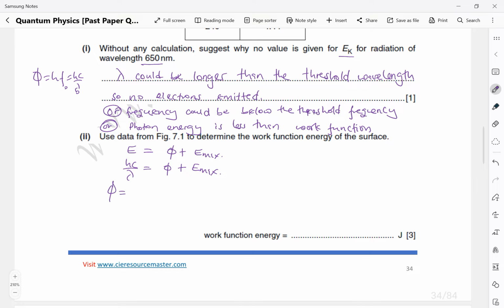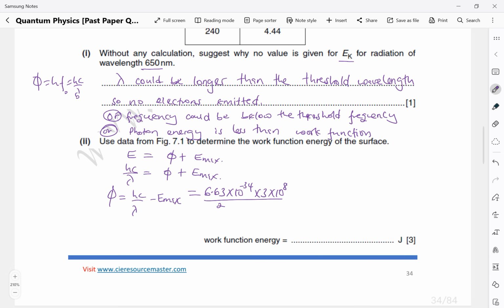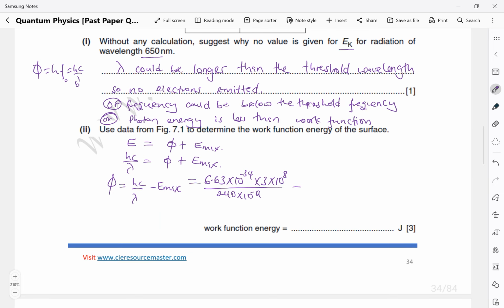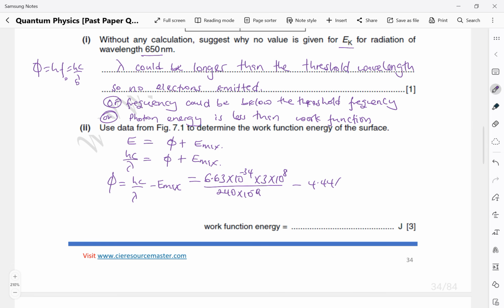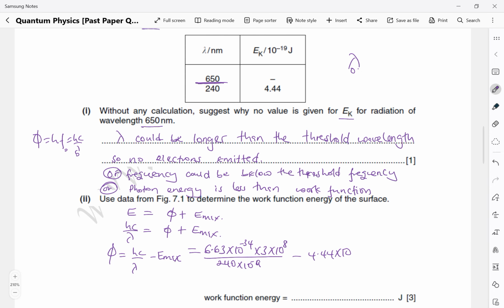So that means the work function energy is equal to hc divided by lambda minus E max. When I make a substitution, h is 6.63 times 10 to the power of minus 34, times 3 times 10 to the power of 8, divided by 240 nanometers. So that is 240 nanometers, that's times 10 to the power of minus 9. Then minus maximum kinetic energy, which is given as 4.44 times 10 to the power of minus 19.